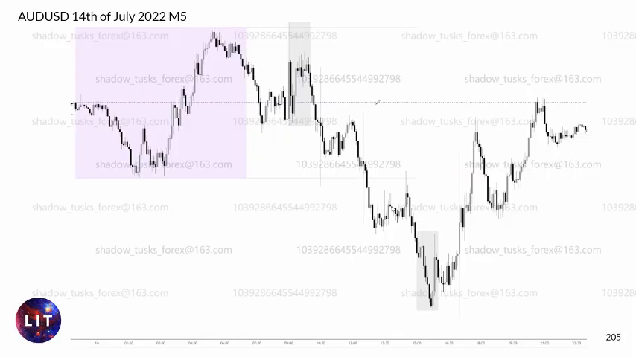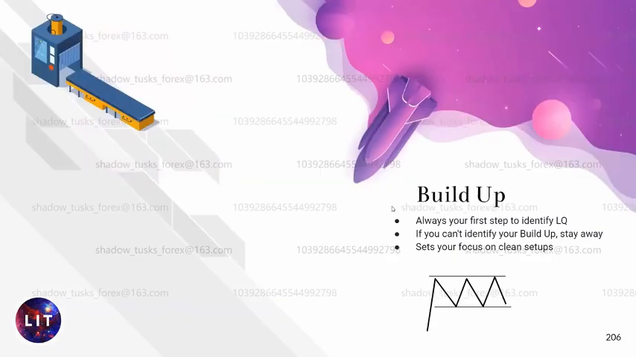So let's jump in. Obviously, you guys are going to know the first step by now. We've repeated it so many times, right? The build up. This is always going to be your first step. Can't stress this enough. If you can't identify your build up, you wait until you can. There's no reason to rush and try and get into these trades. No, you need to wait for identifying your build up.